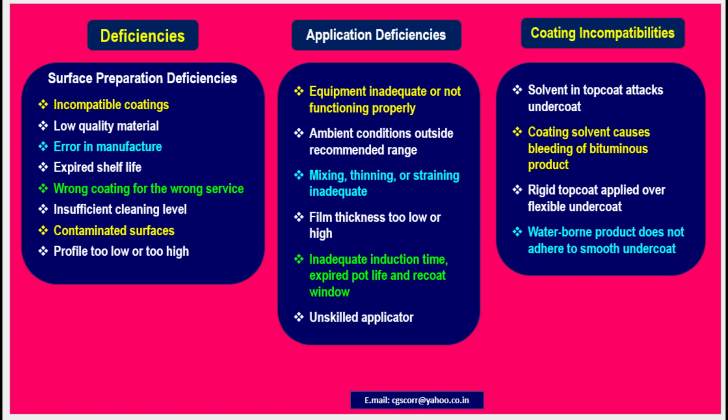The next one is coating incompatibilities. Under this, the foremost one is solvent in top coat attacks undercoat. Coating solvent causes bleeding of bituminous product. Rigid top coat applied over flexible undercoat. Waterborne product does not adhere to smooth undercoat.